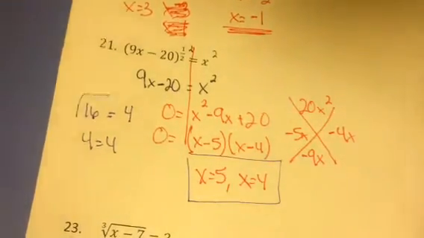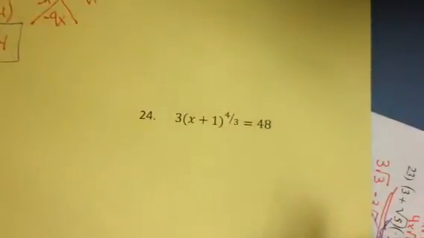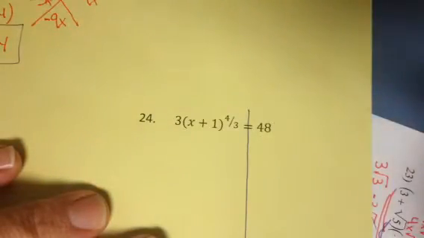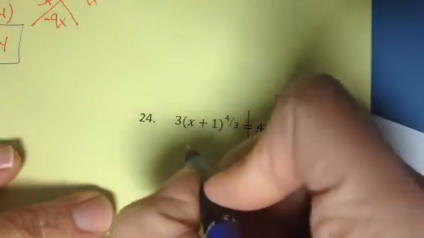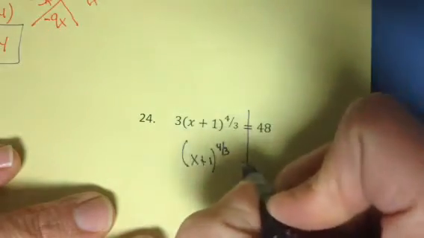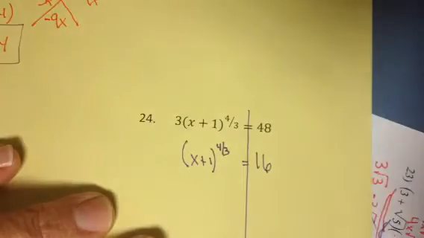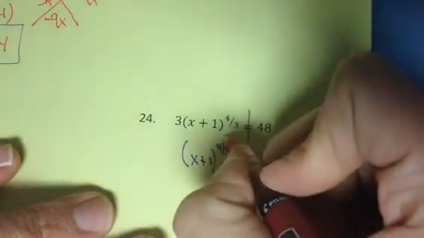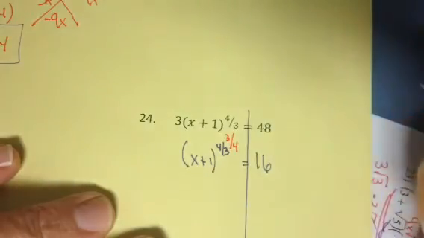So the next thing I'm going to do is, I think, number 24. That's pretty similar to it. And I'm going to get x by itself, because there's only one type of x. So first I'm going to divide by 3. And that's going to give me 16 over here. And now I need to get rid of the 4/3 power. So to make this power be a first power, I'm going to take it to the 3/4 power.